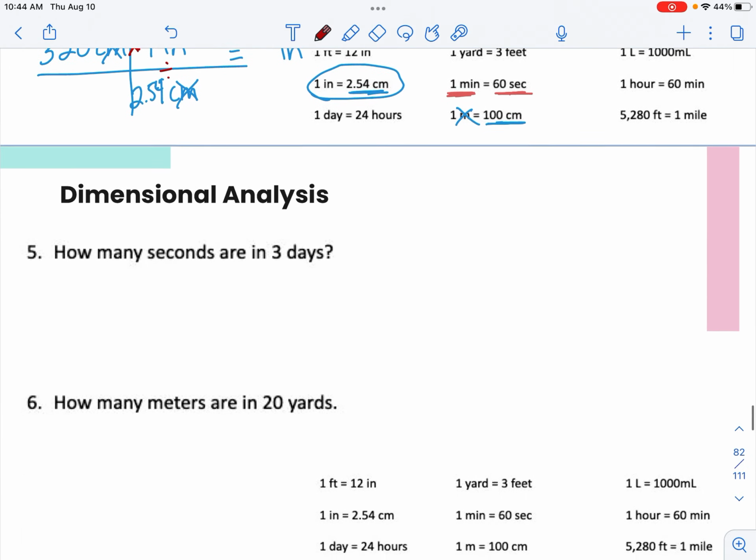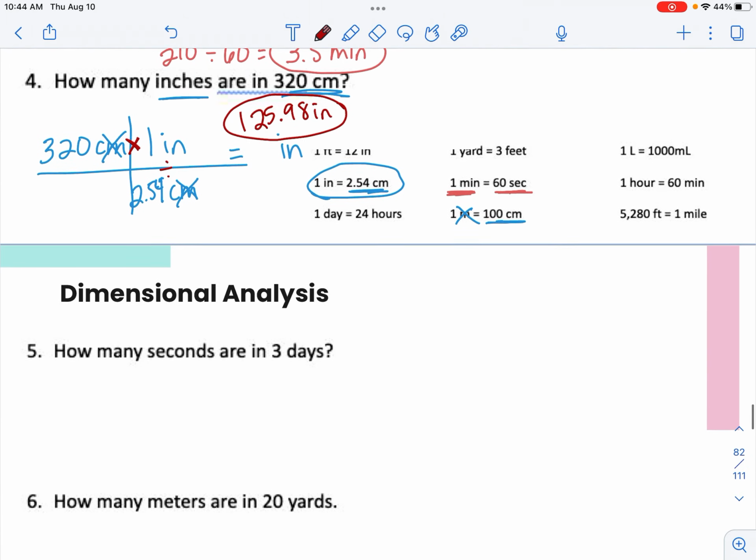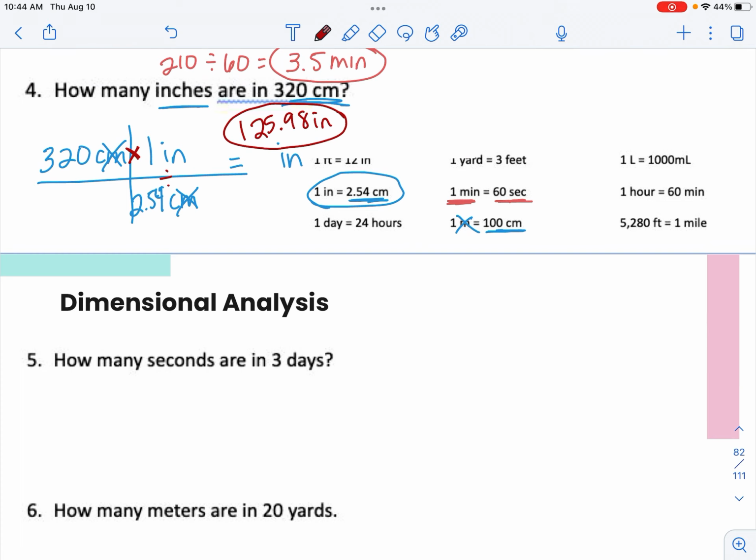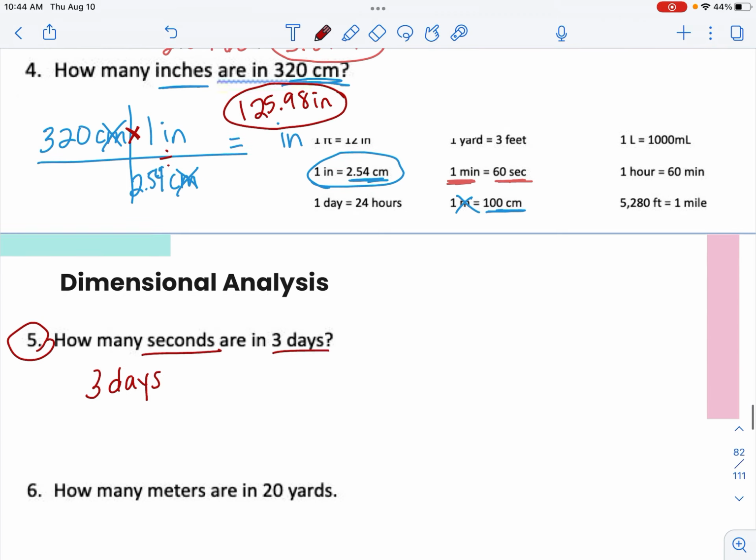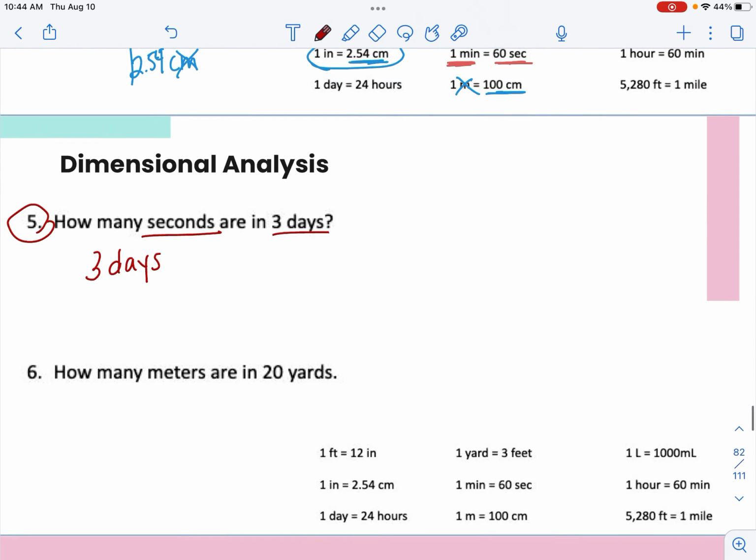Let's do one more with our kind of train track set up, and I'm going to let you try some on your own. So we're starting with 3 days, and we're trying to get to seconds. Okay, so I'm going to go ahead and set up my line. I know I have days on the top. I have to have days on the bottom, right? And I'm trying to go smaller. I'm trying to go to seconds.